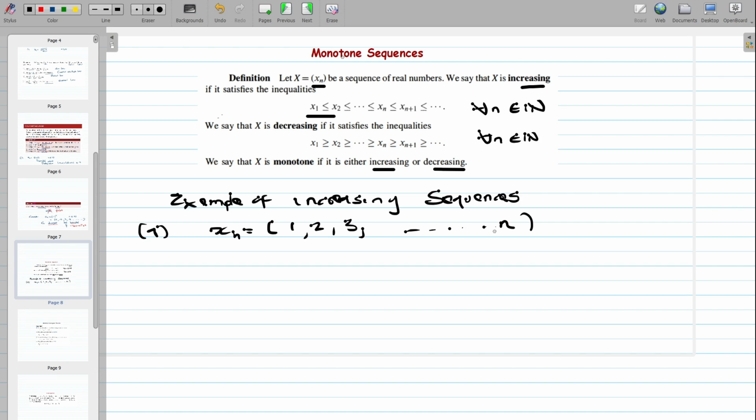Maybe to help you understand what is happening here, I'm just going to put n here, but then we can have an infinite sequence. Here n is coming from the set of natural numbers. So we see that this sequence is clearly an increasing sequence.